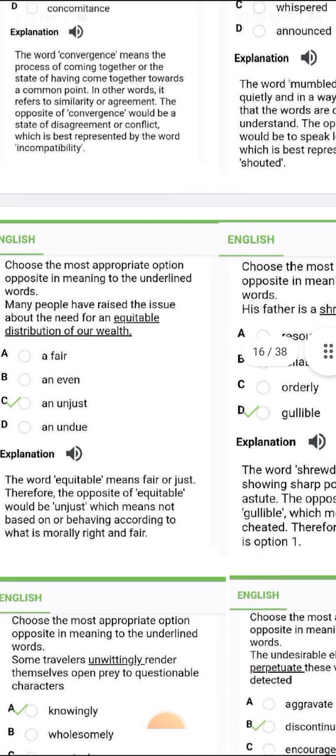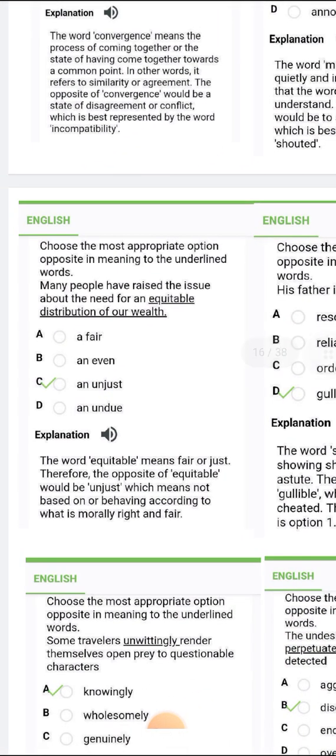All right? So let's go to the next one. The next one is an equitable distribution of our wealth. The opposite word there is unjust. The word equitable means fair or just. Therefore, the opposite of equitable would be unjust, which means not based on or behaving according to what is morally right and fair.